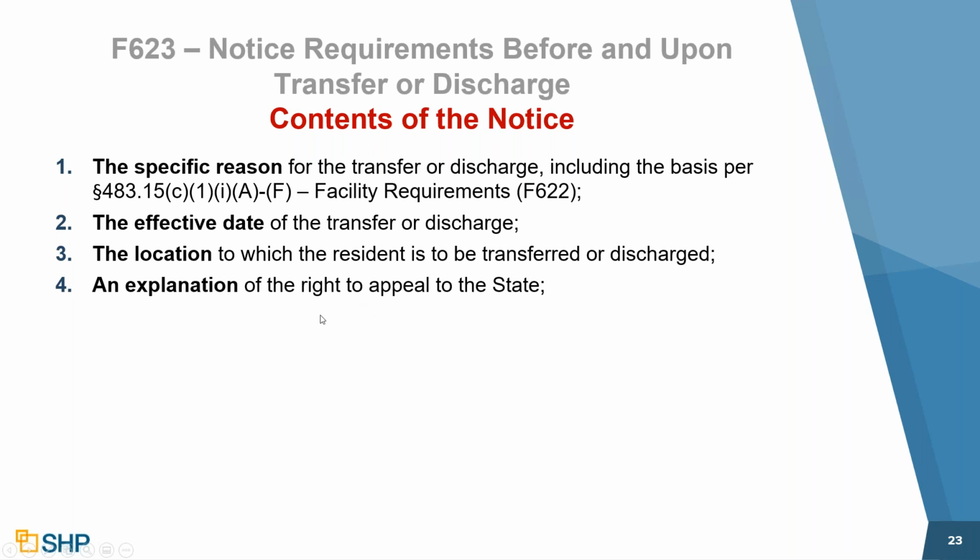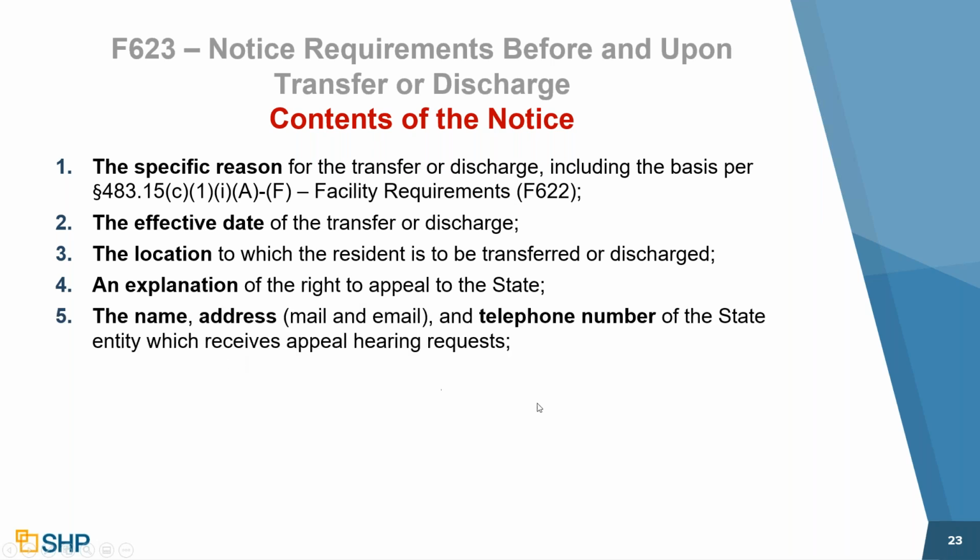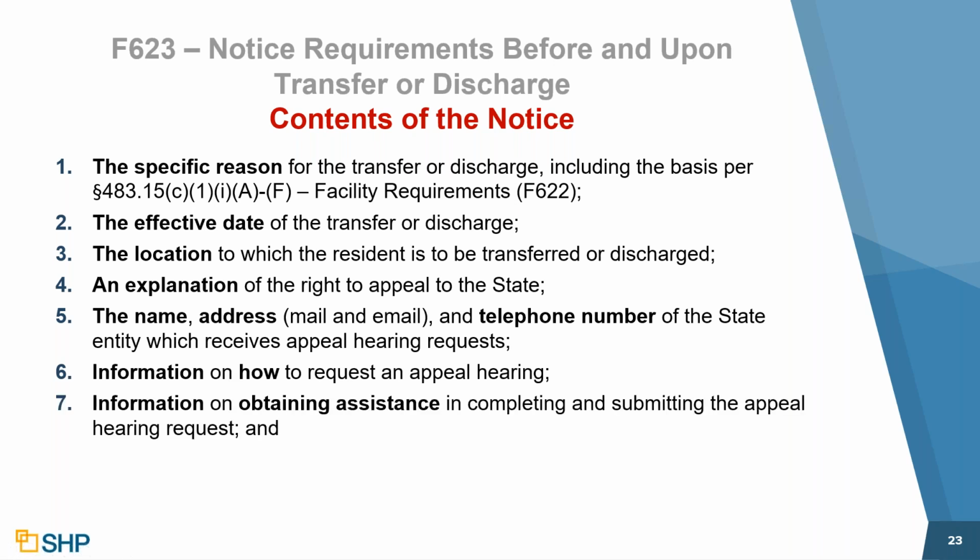An explanation of the right to appeal, the name and address of the state entity which receives the hearing request, and you have all of this information in your admission packet. But just to go over it, especially to emphasize, if number 2 and 3 change, then it requires a new notice.